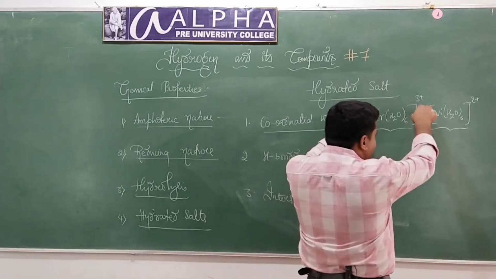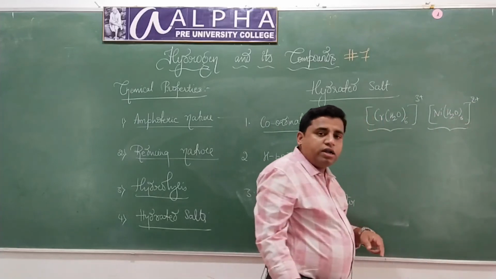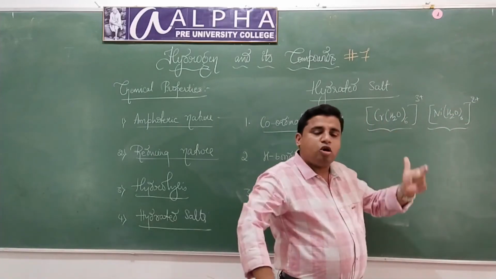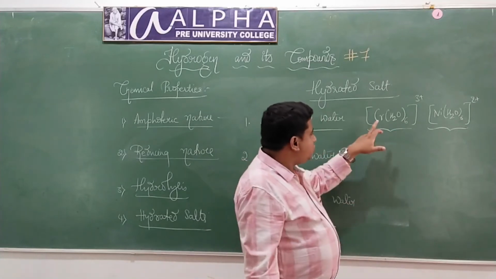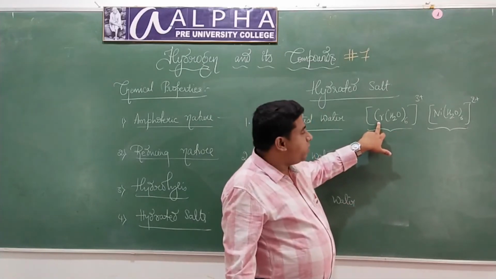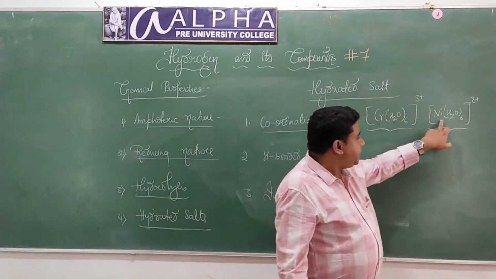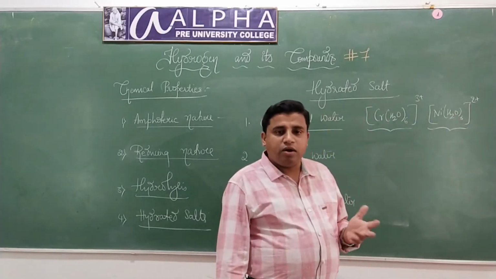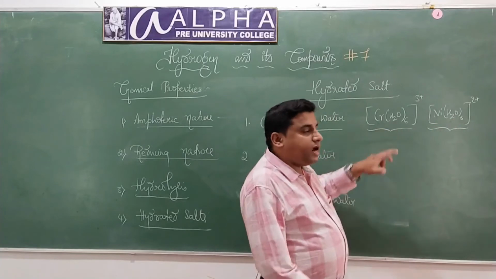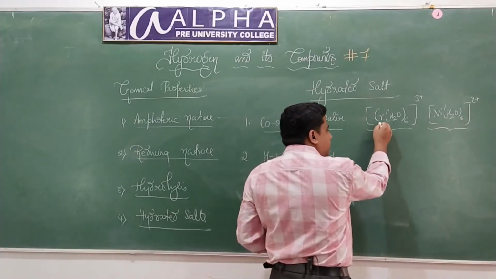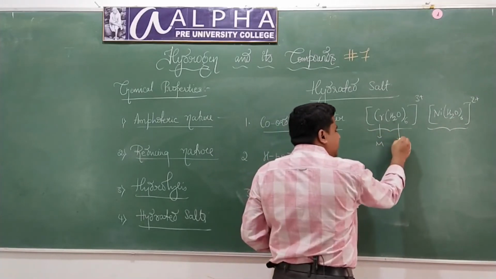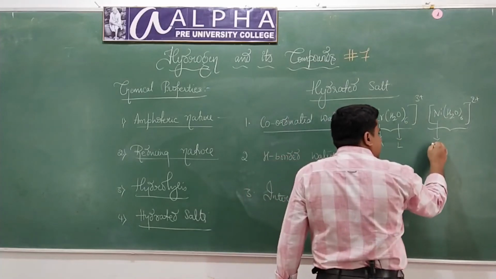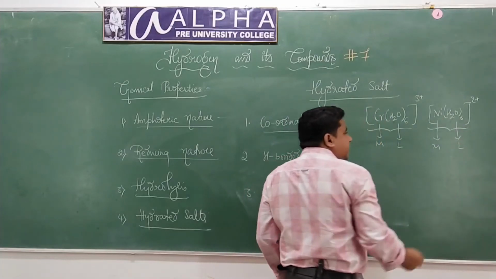Anything written inside the square bracket is called a coordination compound, and the salt is called a complex salt. In the complex salt, this is the metal ion and this is the ligand. Are you able to understand my point? What does this ligand do?